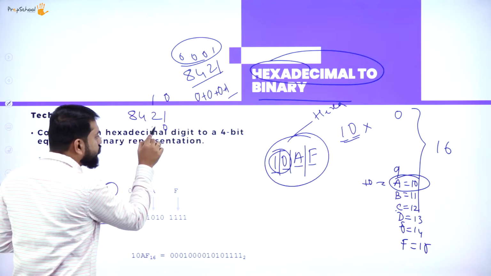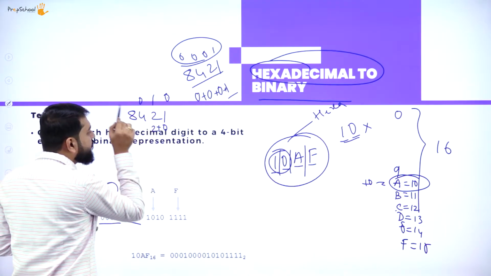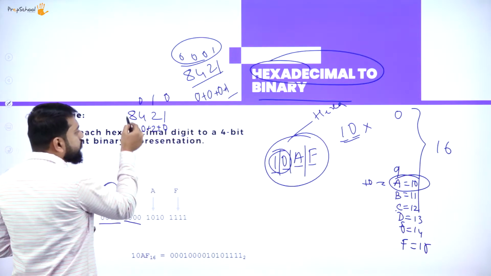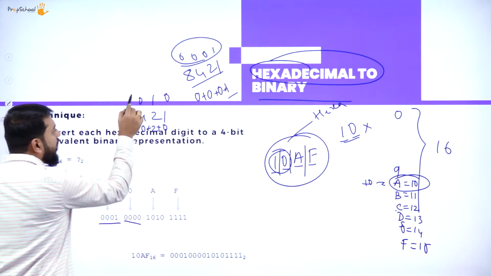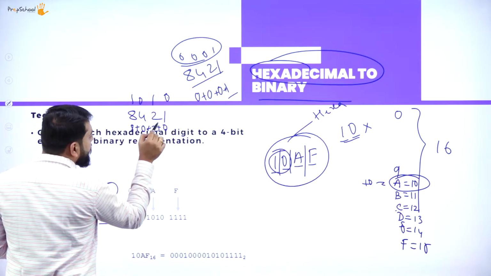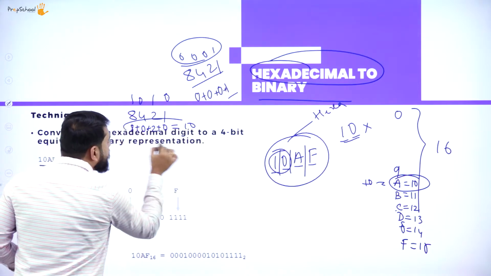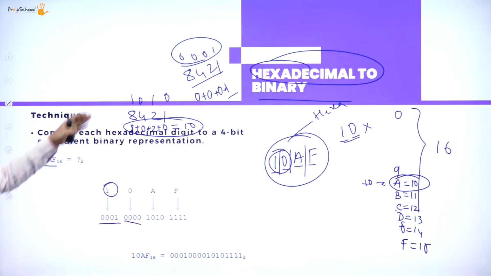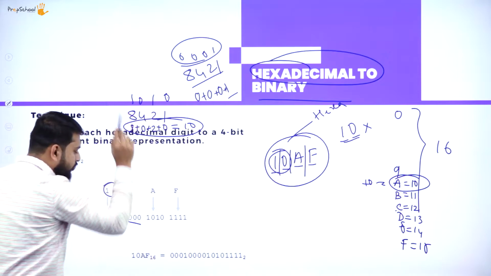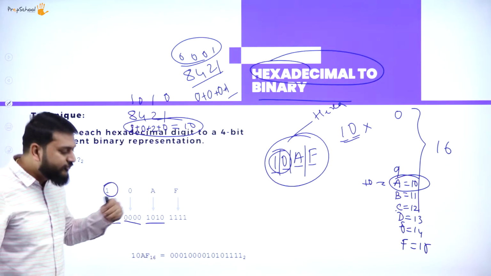1 into 2 is 2. Do I need 4? No. So 0 into 4 is 0. Do I need 8? Yes, I need it. So 1 into 8 is 8. So 8 plus 0 plus 2 plus 0 will give me 10. So for this, what are the binary bits? It is 1010. Yes, I have 1010.